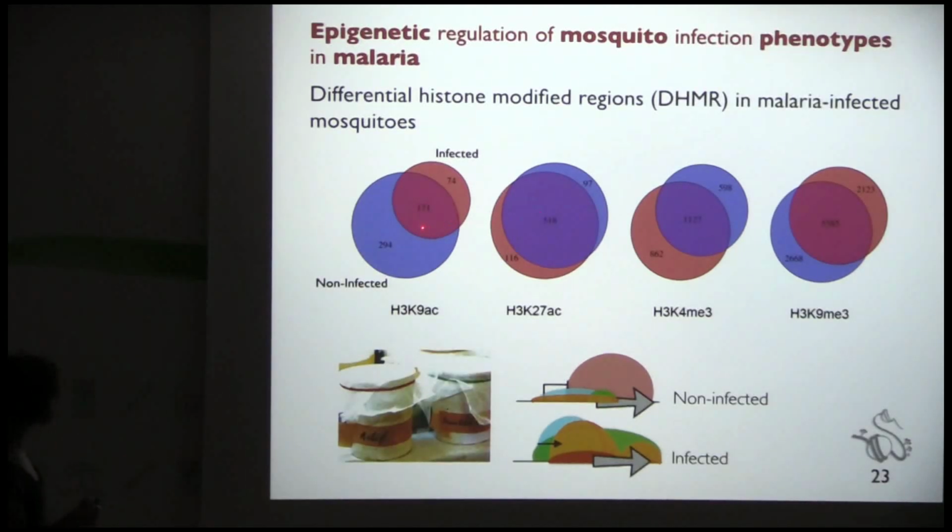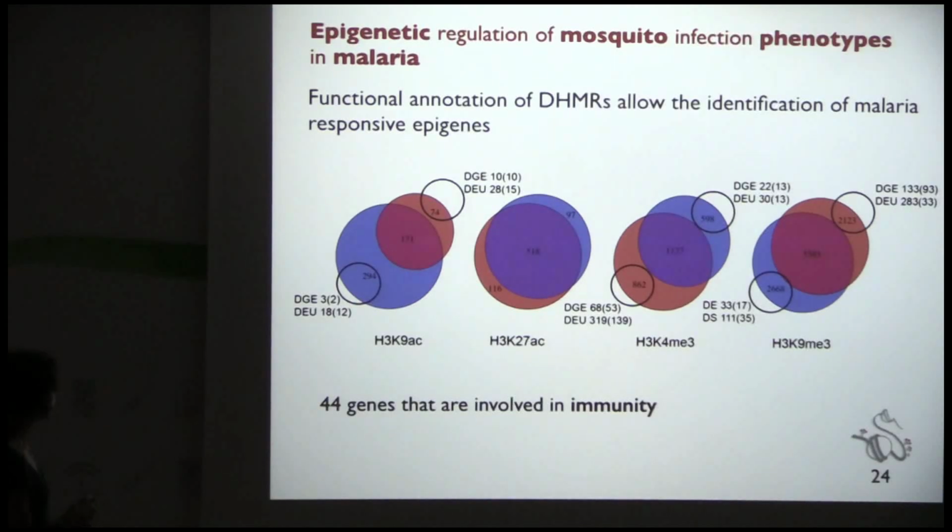And these circles represent the number of regions that are different between infected and non-infected. The overlap is the regions that are not significantly different. These are significantly different and higher in infected. These are significantly different and higher in non-infected. And this is for each histone modification mark. What we also found is that these regions that we call differential histone modified regions are associated with genes that are also differentially expressed. And some of these genes turn out to be genes that are involved in mosquito immunity.